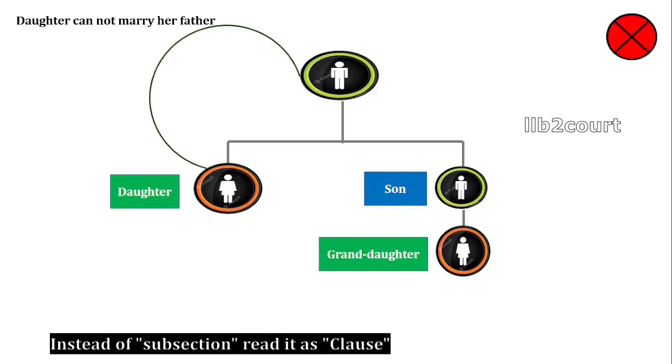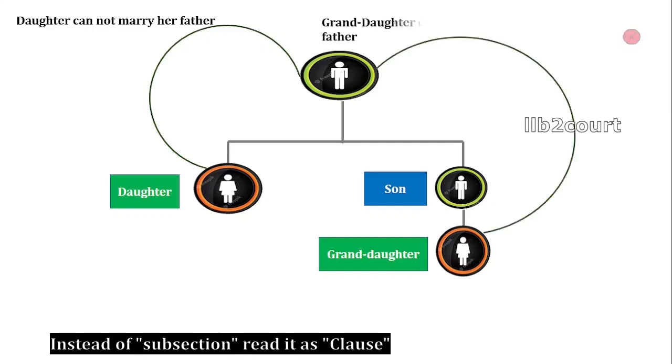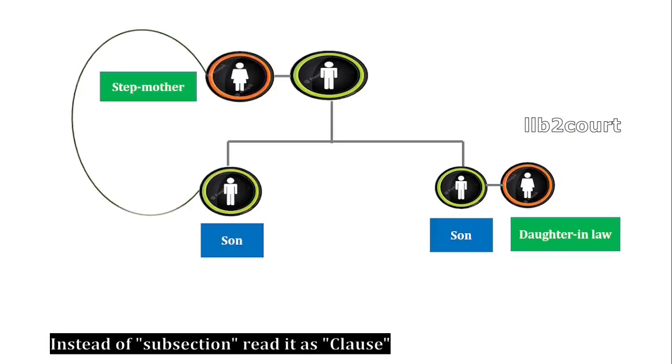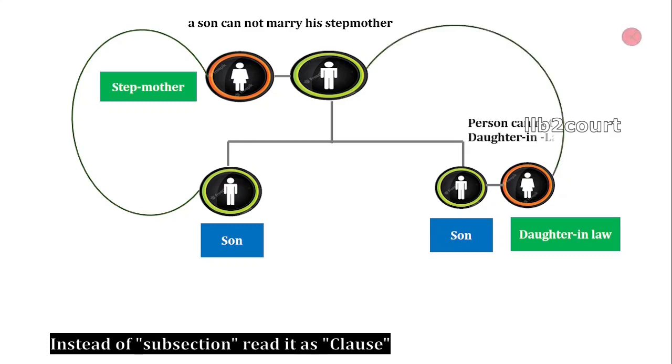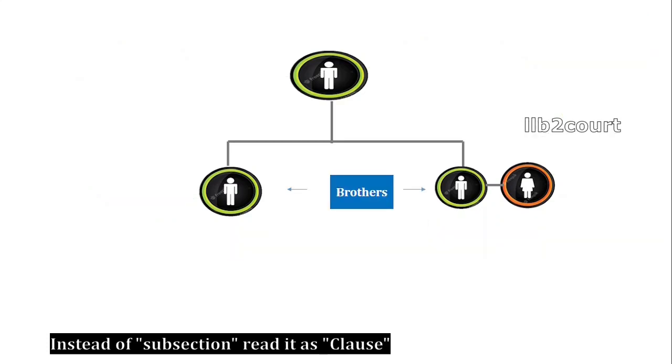So a daughter cannot marry her father. Similarly, a person cannot marry her granddaughter or grandson. Similarly, a person cannot marry the wife of a lineal ascendant or descendant. So a son cannot marry his stepmother. Similarly, a person cannot marry his daughter-in-law or son-in-law.